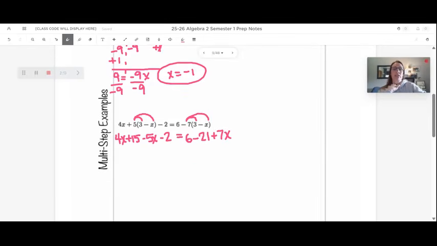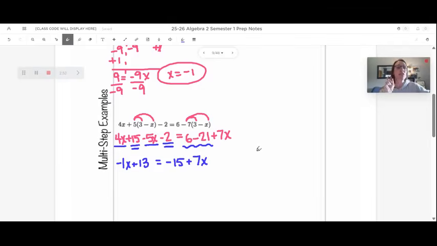Okay, so now let's look at some like terms that we can put together on each side that will make our problem a lot smaller. So 4x minus 5x leaves me with negative 1x. And 15 minus 2 leaves me with positive 13. So that side got a lot smaller. And then on this side, we can do 6 minus 21 because those are just numbers. And that gives me a negative 15 plus 7x.